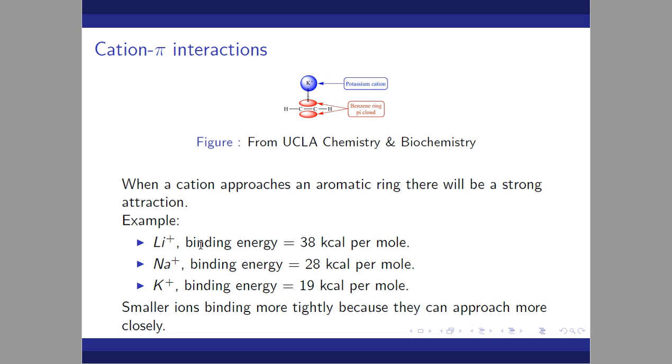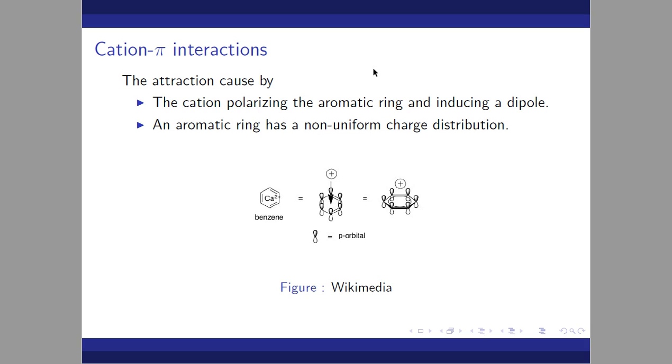So lithium binding energy is 38 kilocalorie per mole, then 28 and 19 kilocalorie per mole. So these are smaller. Smaller ions bind more tightly because they can approach more closely to this pi bond. So this one will also keep the molecule in contact. Here, the cation approaches the aromatic ring and induces a dipole moment. An aromatic ring has a non-uniform charge distribution, so it will produce an attraction; this electron moving around will also attract this cation.